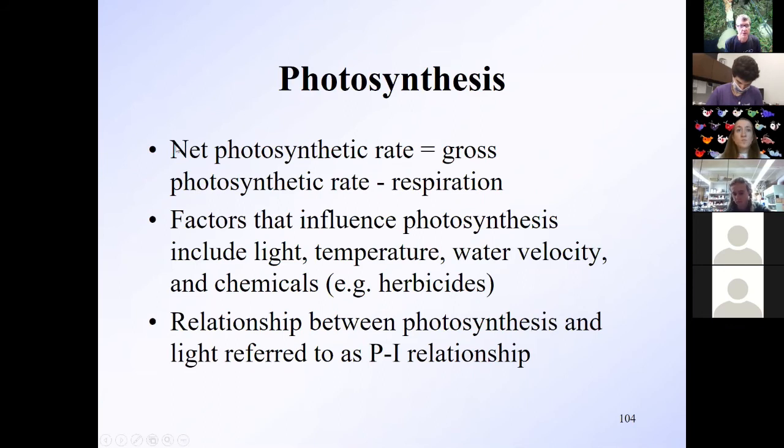The net photosynthetic rate is how much carbon is accumulated, right? So how much the plants can grow, whether they're phytoplankton or macrophytes or whatever. The gross photosynthetic rate is the total amount of photosynthesis. There are a lot of different things that can affect photosynthesis. These include light, temperature, water velocity, and chemicals like herbicides. Atrazine, a really abundant, ubiquitous herbicide, works by interfering with the photosynthetic process. That's why it's specific to plants. And we'll talk about the relationships between photosynthesis and light, referred to as photosynthesis irradiance relationships, and how organisms adapt.